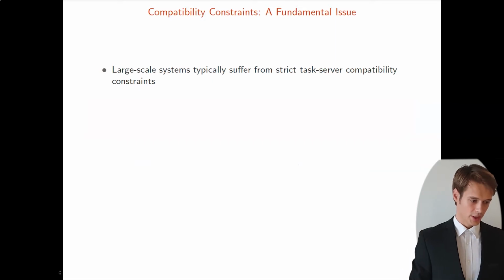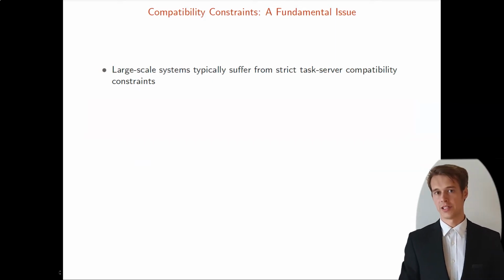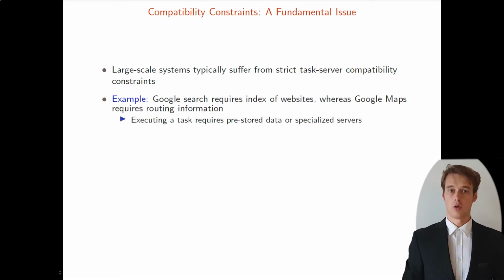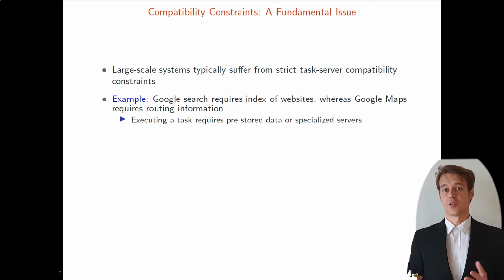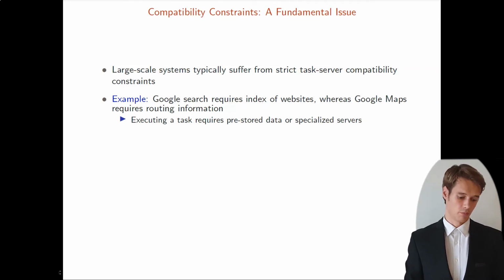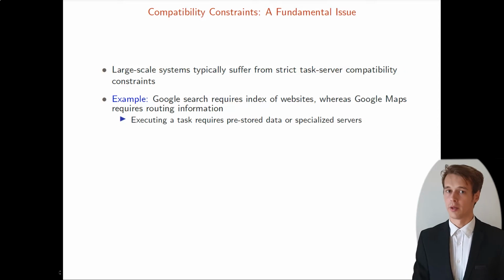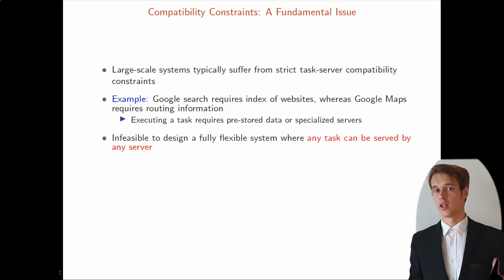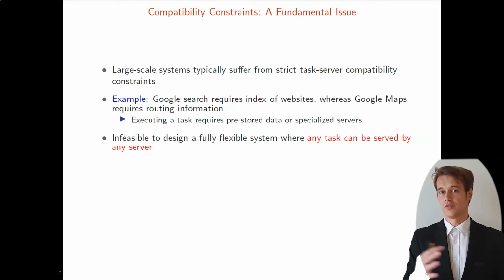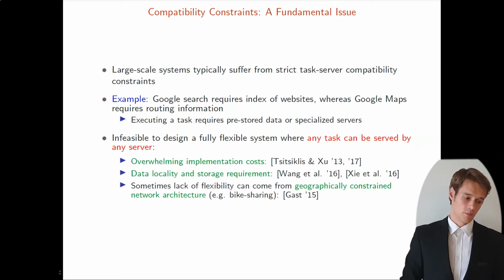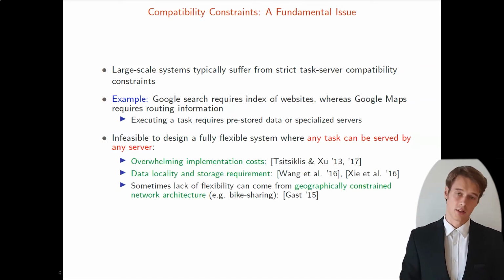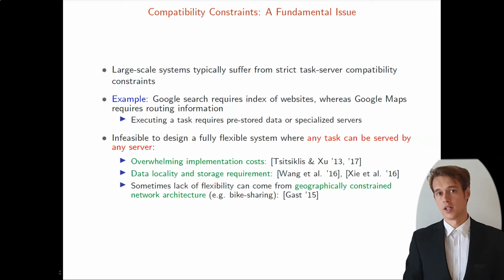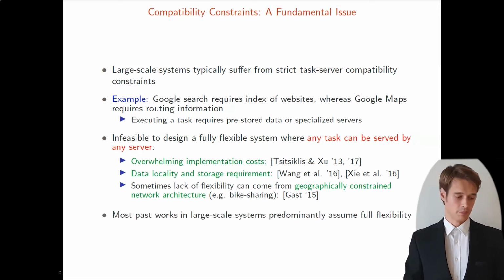So what are compatibility constraints? Well, in practice, you usually have compatibility constraints. For example, if you have two different types of queries, a Google search query and a Google Maps query, they typically require very different data from the server. Maybe there are even specialized servers to be able to handle those different tasks. And it's actually infeasible to design a system where each server would be able to handle this vast number of different tasks. There are overwhelming implementation costs. Maybe the system is even geographically constrained to only handle certain task types.